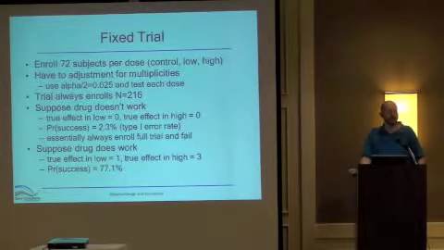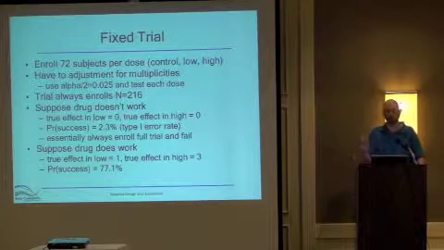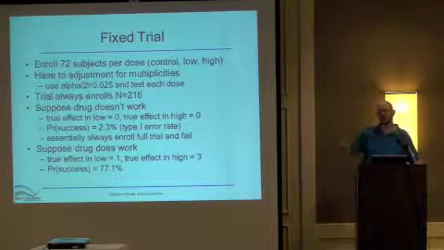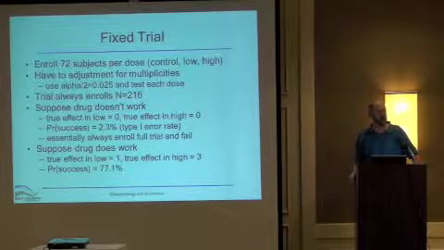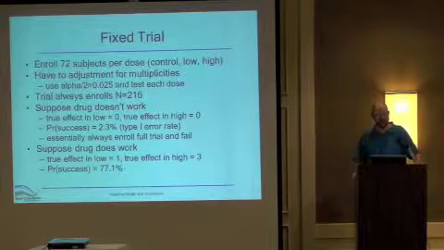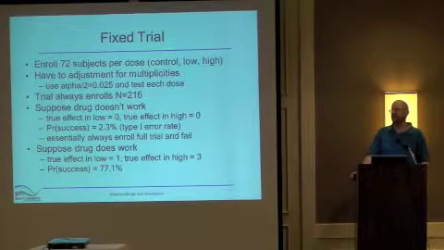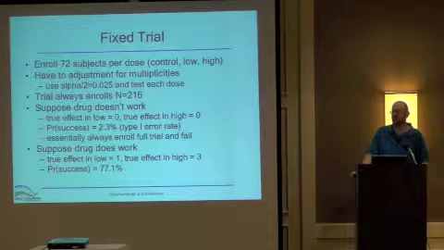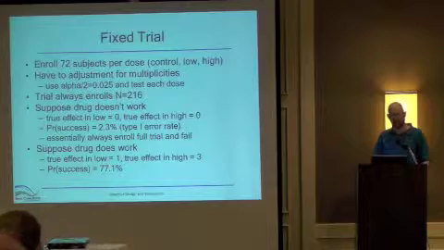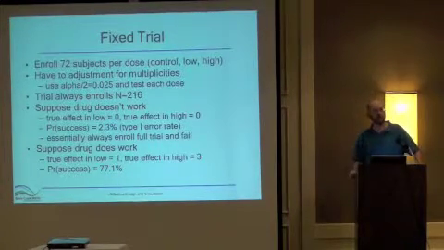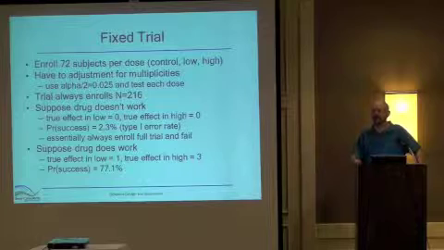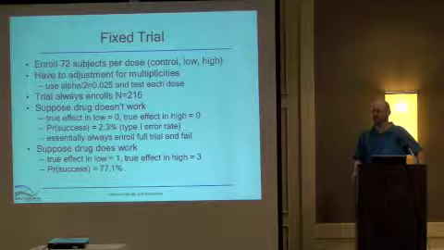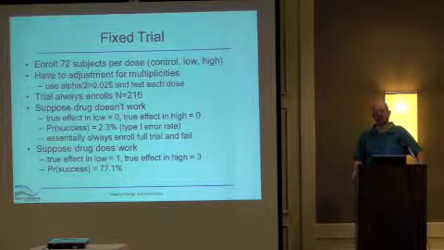Suppose the drug doesn't work. So what's going to happen? This is where the true effect in low is 0, so the difference from low to placebo is 0. The difference from high to placebo is also 0. So no effect. The probability of getting a successful trial here, I can do the math, is about 2.3%. That's the type 1 error rate. And this trial always goes to the end. I always enroll 216 subjects. And so essentially all the time I get the whole trial enrolled and almost all the time I fail. So that's a bad kind of arrangement.